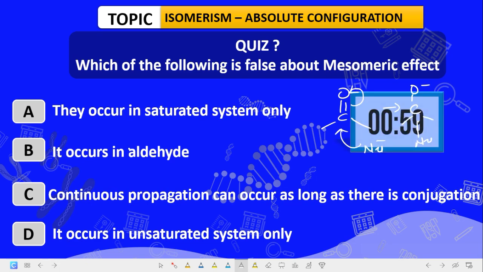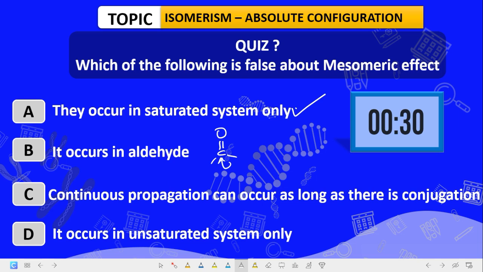Okay, now the question says, which of the following is false about mesomeric effect? Now it said they occur in saturated system only. Now this is false, and automatically this becomes the correct answer because they occur in unsaturated system. Is that understood? Now they occur in aldehyde. This is what? This carbon, this aldehyde. It can occur here.